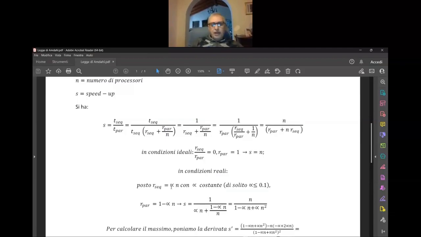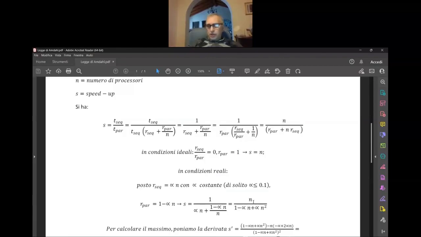Our R sequential, our sequential fraction, will be equal to alpha n. At this point, our parallel fraction will be 1 minus alpha n. Let's look directly at these last expressions. So instead of R parallel, we write 1 minus alpha n. Instead of n times R sequential, we write alpha n squared. So we have this functional form that contains a squared power in the denominator.